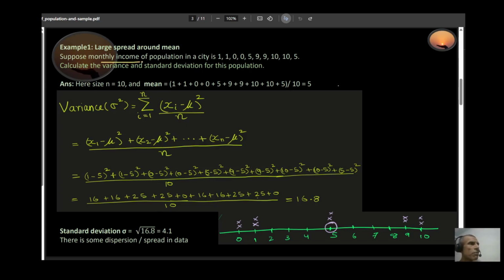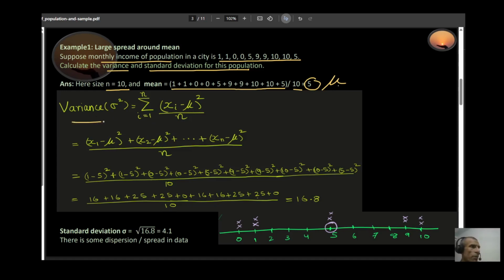Suppose the monthly income of a population in a city is given by these numbers right here. Calculate the variance and standard deviation for this population. So in this case, my size equals 10. In this case, my average value, my mean value, is going to be the sum of all the numbers divided by 10. That's my size, and my answer comes out to be 5. So my mu in this case is 5.